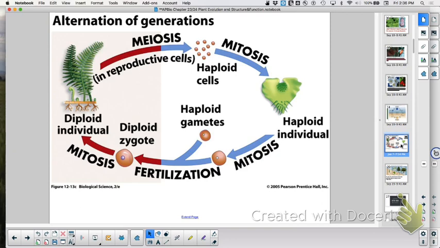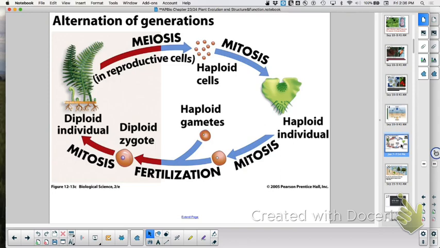Okay, sporophytes always make spores. Gametophytes always make gametes. You have to remember that. Say it again. Sporophytes always make spores. Gametophytes always make gametes. Now, of those four words, only one of those is diploid. Sporophyte is diploid.